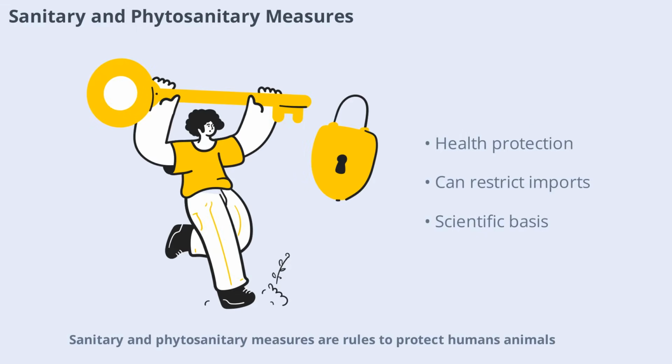Sanitary and phytosanitary measures are rules to protect humans, animals, and plants from diseases, pests, or contaminants. While these measures are important for health and safety, they can also be used as trade barriers if they are overly strict or not based on scientific evidence. This can make it hard for foreign producers to access certain markets.